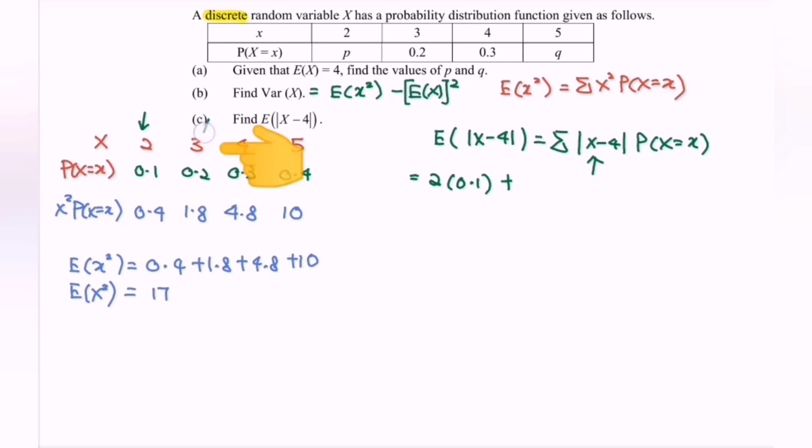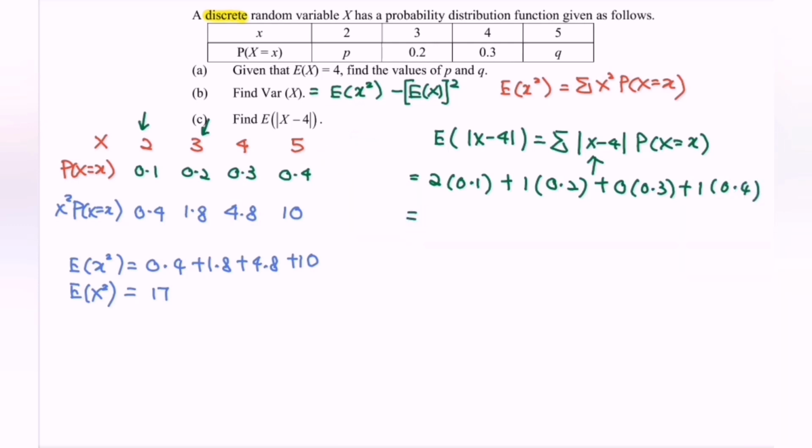Plus, if we focus on 3, if we substitute 3, we will have 1. Continue. X is equals to 3 just now. So the probability will be 0.2. Continue. If we substitute 4, we will have 0. The probability for 4, 0.3. Plus, if we substitute 5, we will have 1. The probability for 5, which is 0.4.